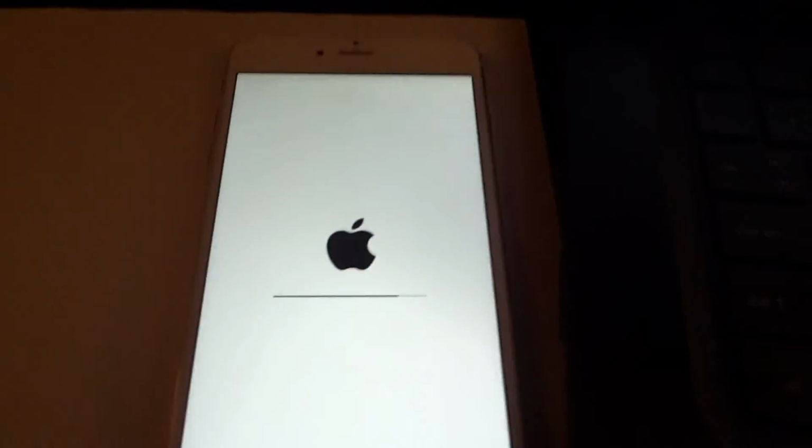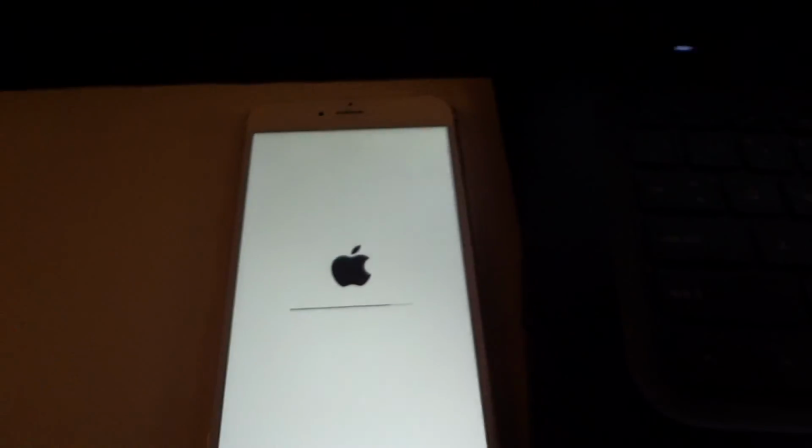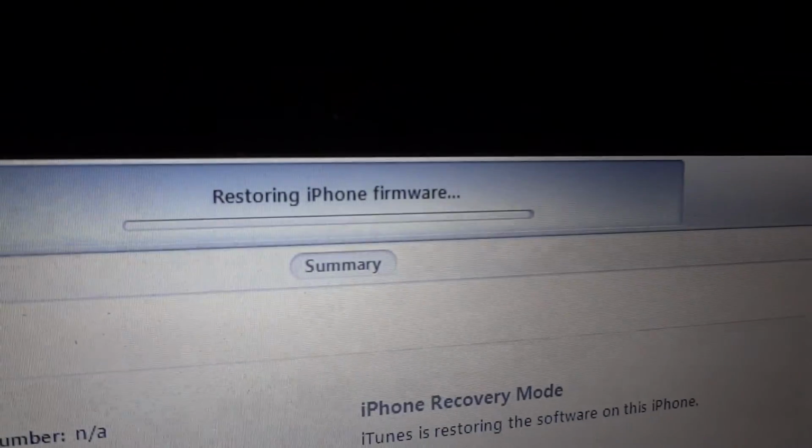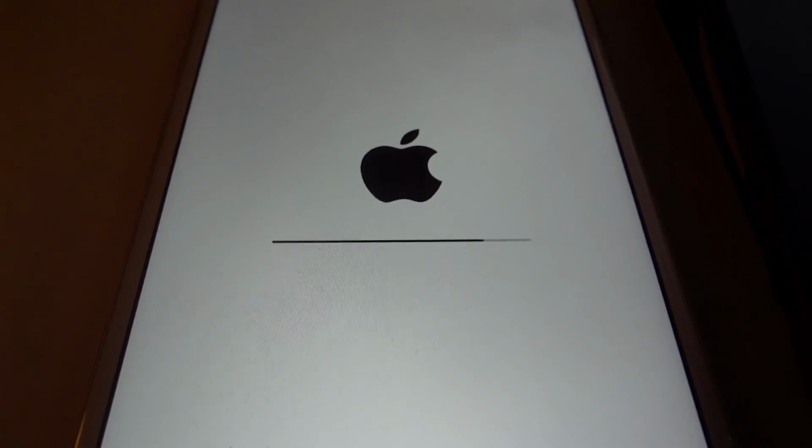I was hoping to go a little bit quicker so I could show you, to prove it, but I mean, this is enough proof right here. It's restoring the firmware in recovery mode, and it's about 3/4 of the way done.